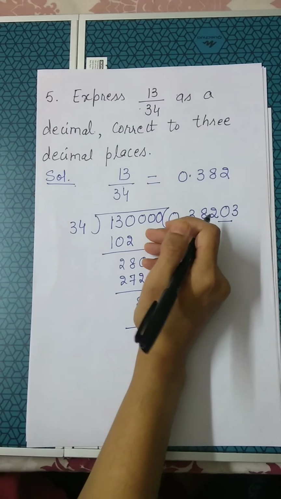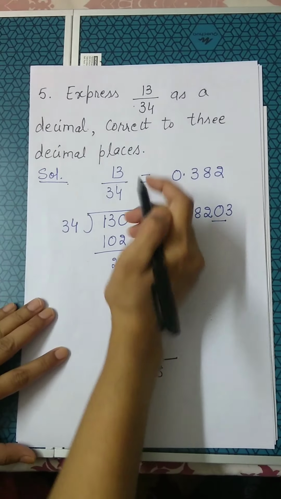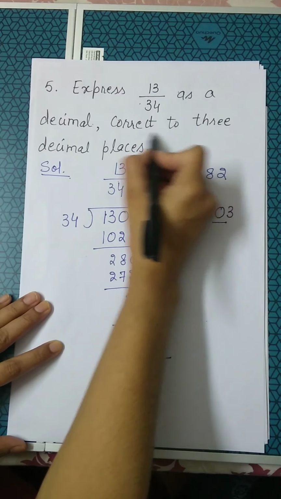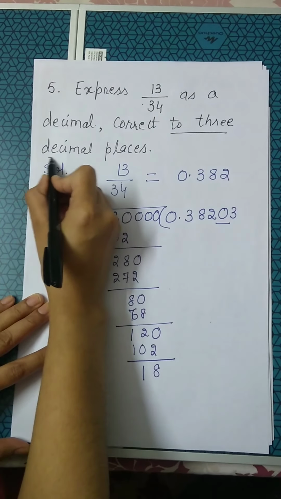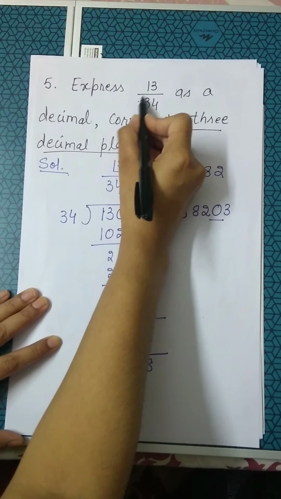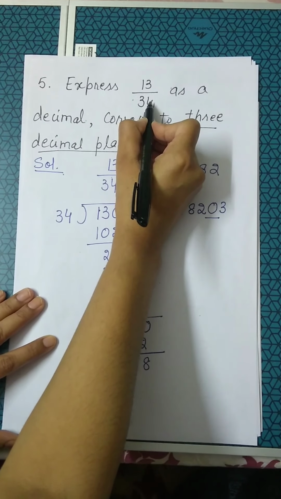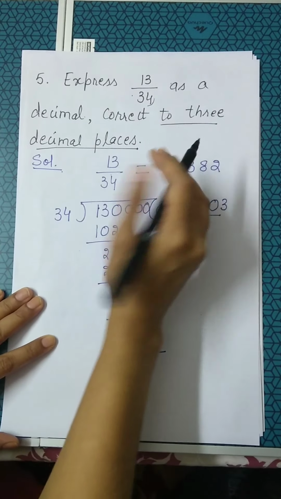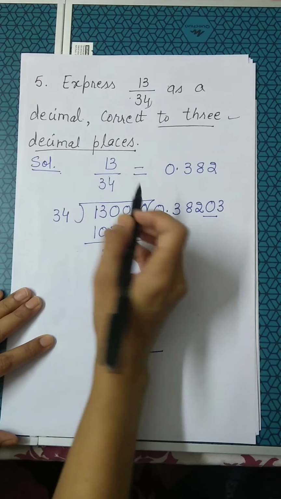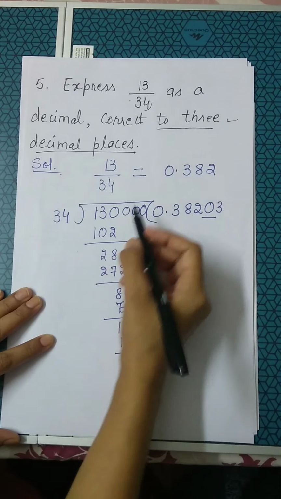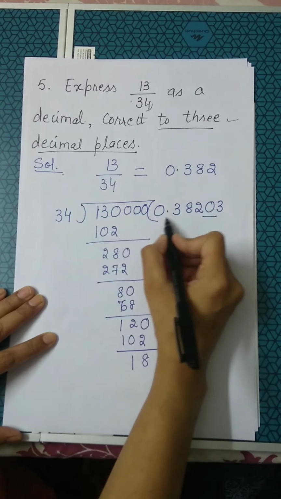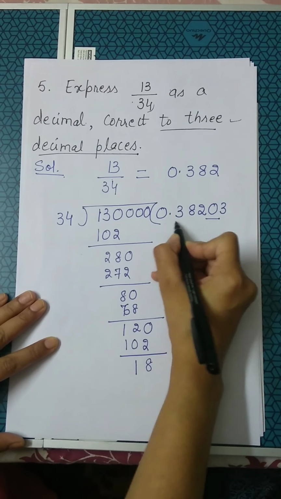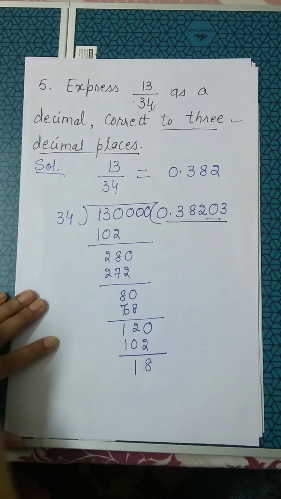Okay, now question number 5. Express 13 upon 34 as a decimal correct to 3 decimal places. Now as I can see 34 in the denominator, of course this number is not a terminating decimal, so I will just be dividing and checking this number up till 3 decimal places. Okay, let's see. When I divide, 13 obviously is less than 34, so I have to start the quotient by putting a decimal there.